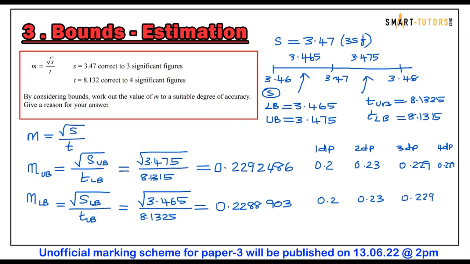And if you approximate to 4 decimal places, it becomes 0.2292. If you approximate to 4 decimal places here, 0.2289. That is not the same. So the best accuracy is the third decimal place, which is matching at 0.229. So the answer for S is S equals 0.229 to 3 decimal places, right? So that is the answer.